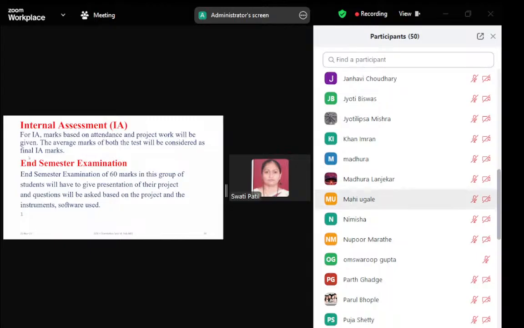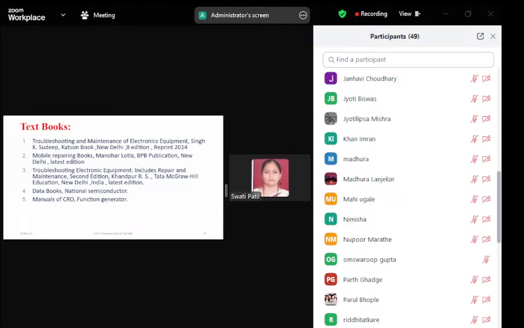And this is the internal assessment for IA marks. You actually have to do the PCB boards and the presentation. IA marks are based on the attendance and the project work which the department will give you, and continuous assessment of this work will be considered as the final IA mark. And an end semester examination of 60 marks. In this, a group of students will give a presentation of their project, and questions will be asked based on the project, the instruments, and what software they have used.